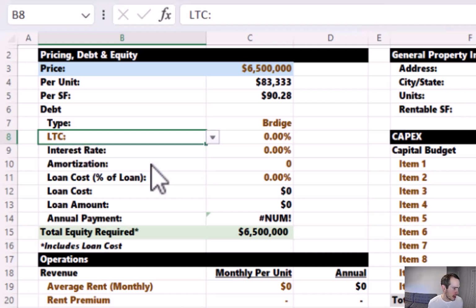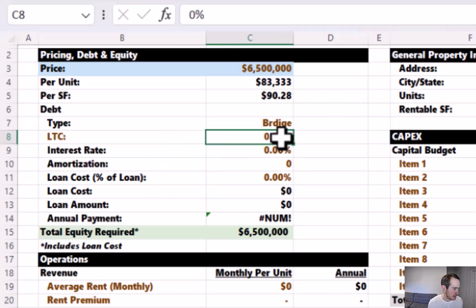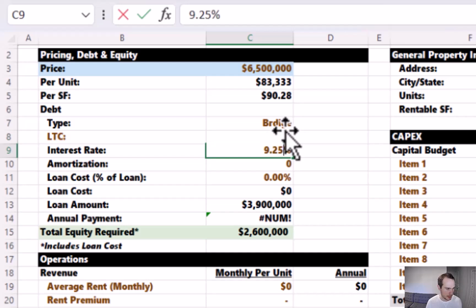So I'm going to click LTC here, and just in this environment, it's hard to get a lot of leverage, so we're going to hope for a 60% LTC loan, and we'll use 9.25% as the interest rate placeholder for now. Now the amortization is currently 0, and I'm going to leave that as 0. That's a little weird, and the reason is this model isn't really set up for bridge financing, to be perfectly candid with you. It's for stabilized deals. We're going to need to make a minor alteration to this to account for the interest-only bridge financing.